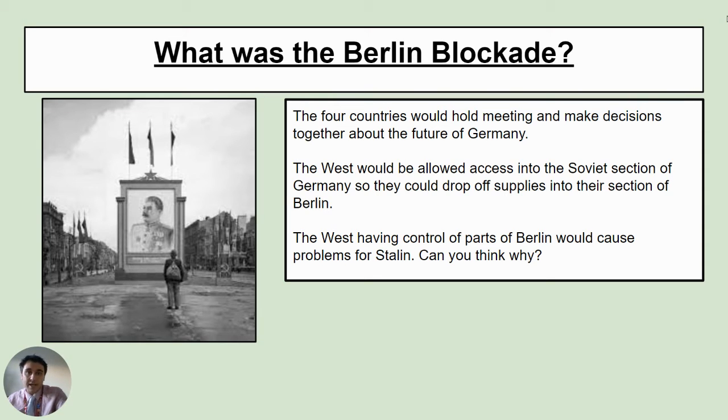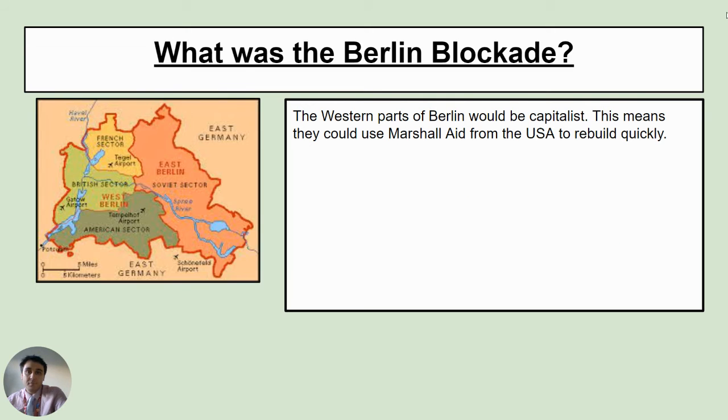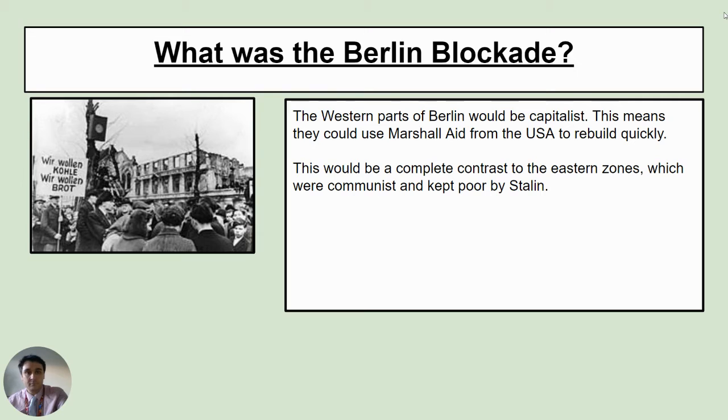Now, the West having control of parts of Berlin would cause problems for Stalin. Can you think of why? Well, the western parts of Berlin would be capitalist. Berlin would be split between capitalist and communist. This meant that Marshall Aid from America could be used to rebuild Berlin quickly. West Berlin rebuilt incredibly fast. Millions of dollars were spent to make it strong. This was a complete contrast to the eastern zones, which are communist and kept poor by Stalin.